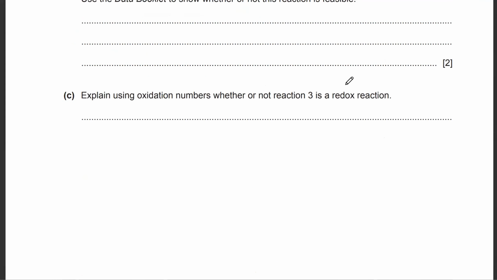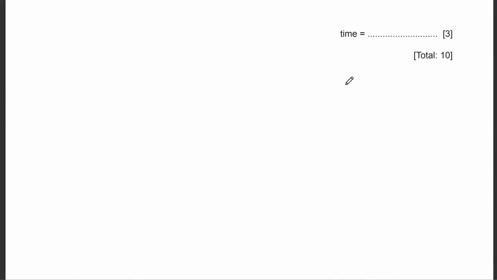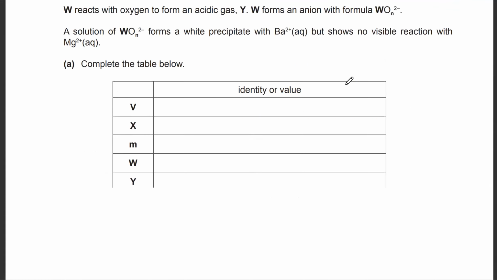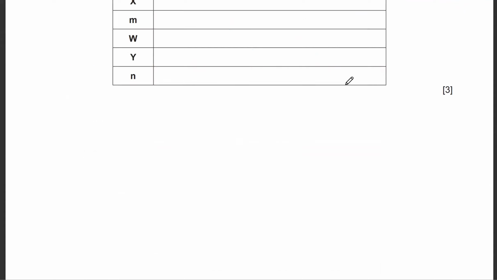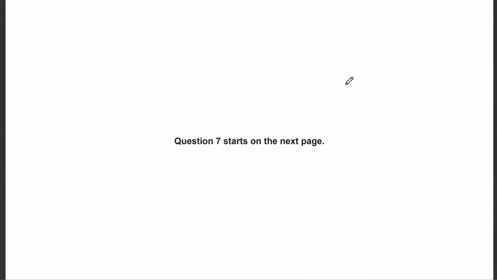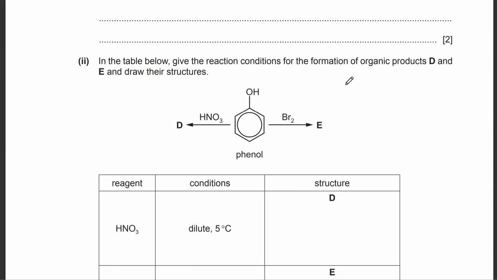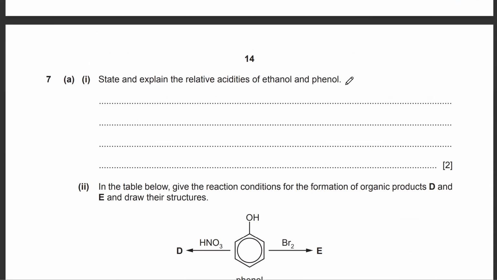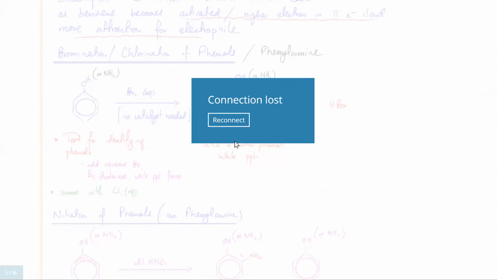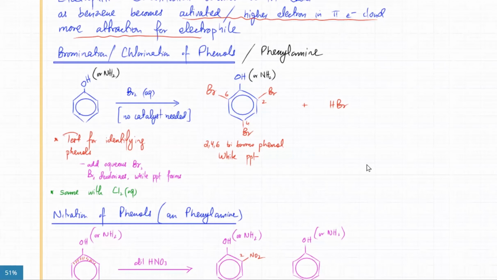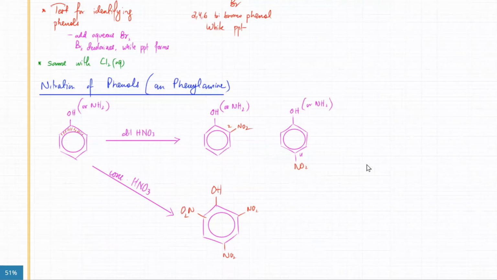So now the next one is, this is again transition metals. Just a second. This is again something else. Where's organic? So let's go over this. State and explain the relative acidities of ethanol and phenol. So I'll just refer to the notes.